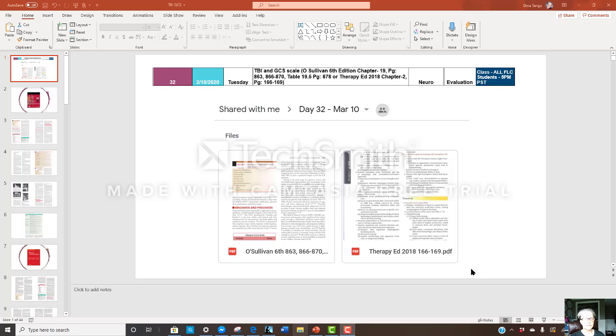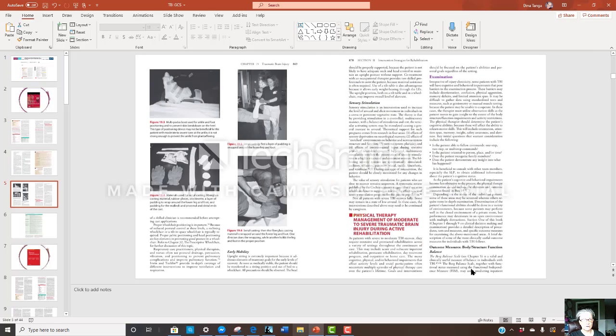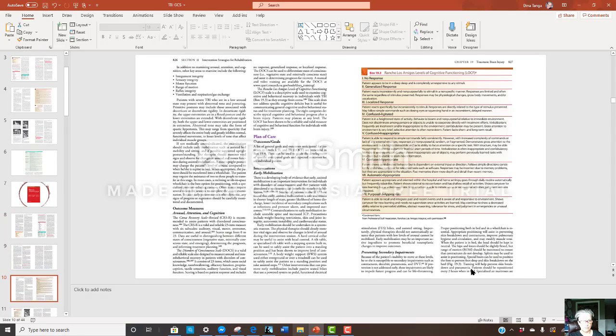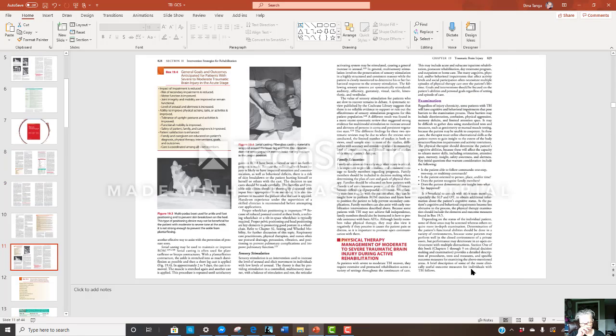Okay, this is part G for TBI GCS scale. Part 1 covered the reading from the textbook, Big Red. I added a little bit more than what these pages. I went more into physical therapy management of moderate to severe traumatic brain injury during active rehabilitation.